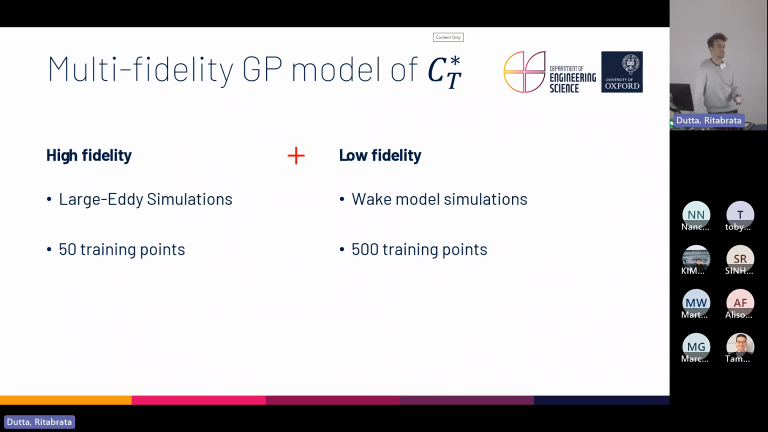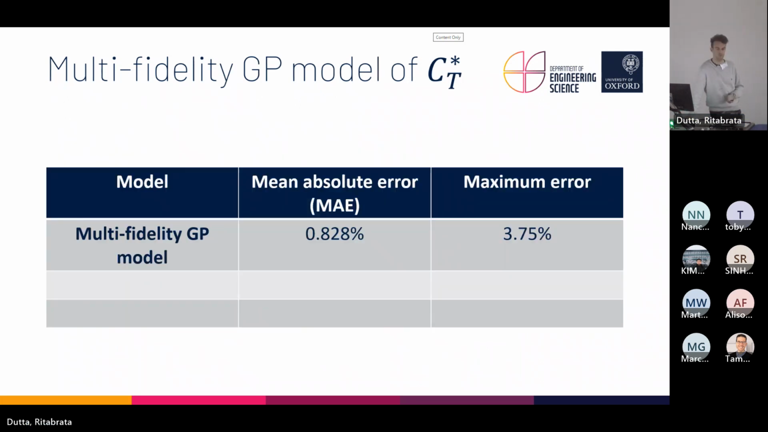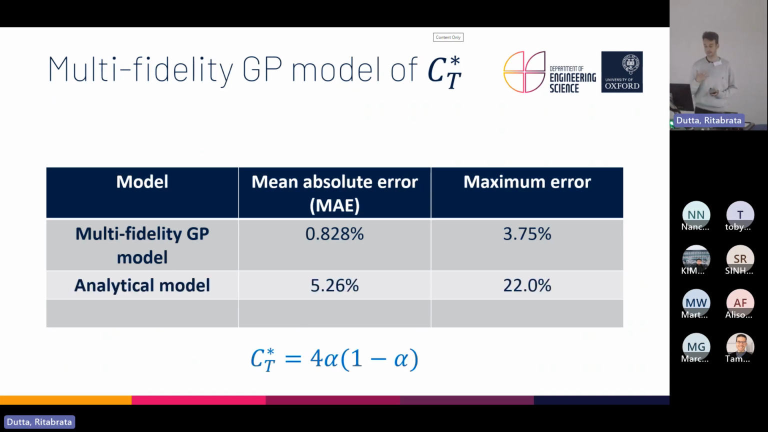And then to estimate the test accuracy, we performed leave one out cross-validation as well. For our multi-fidelity Gaussian process model, we had a mean error of less than 1% and a maximum error of less than 4%. And then we can compare this with the existing models to give us a baseline performance as well. So we can compare this with the existing analytical model of CT star. So you can see that the average error has been reduced from over 5% to less than 1%, and the maximum error has been reduced from over 20% to less than 4%.